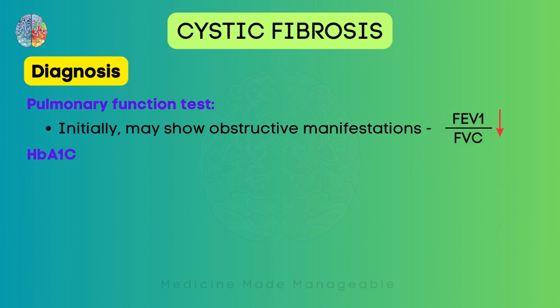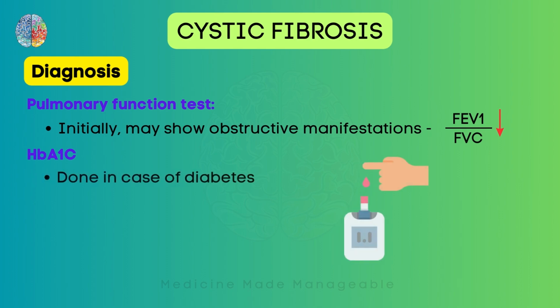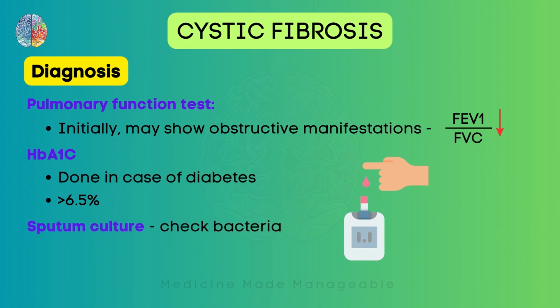We can check the HbA1c levels to see if the person is suffering from diabetes or not. And if it is more than 6.5, we at least know that the person has diabetes. We can do a sputum culture to check the bacteria also.